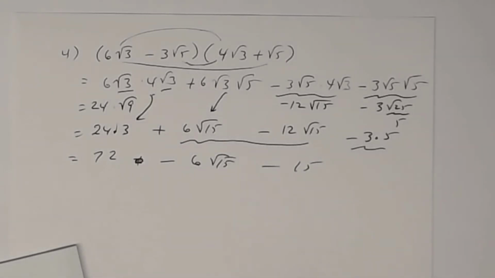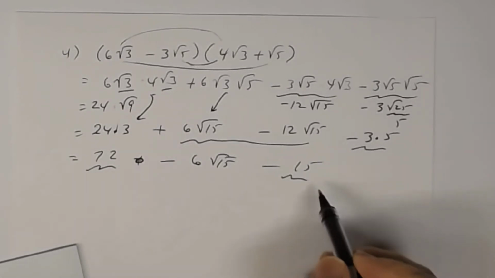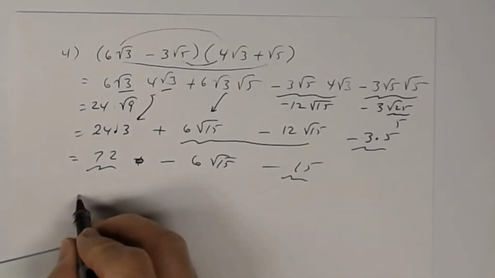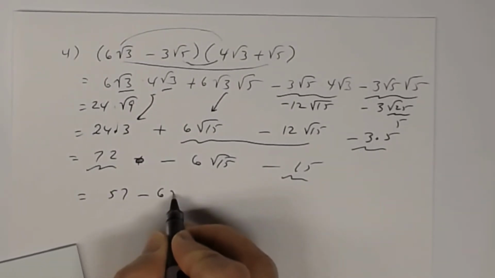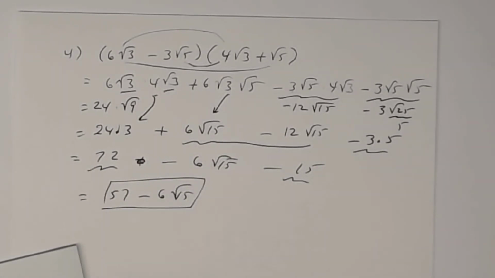Now let's combine like terms because I can still combine like terms, because notice that you have a constant and a constant. So 72 minus 15 gives us 57. So that becomes 57 minus 6 square root of 15. And there's your answer there. So notice the work that was involved. Quite a bit of work there that you had to do.